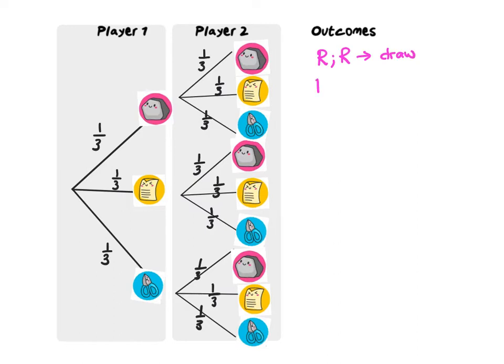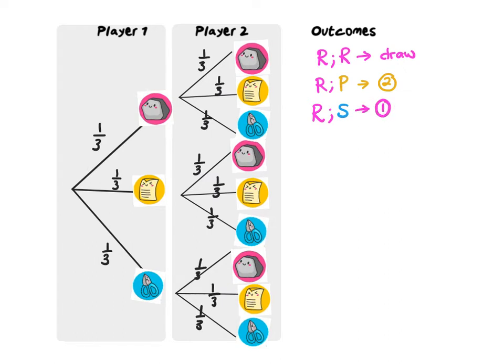Then having rock and paper is my second option. And here I can ask you which player wins, and if you know the game of rock, paper, scissors, you know that paper wraps around rock, therefore player 2 wins. My third option is player 1 has rock and player 2 has scissors, meaning that in this case, player 1 would win.